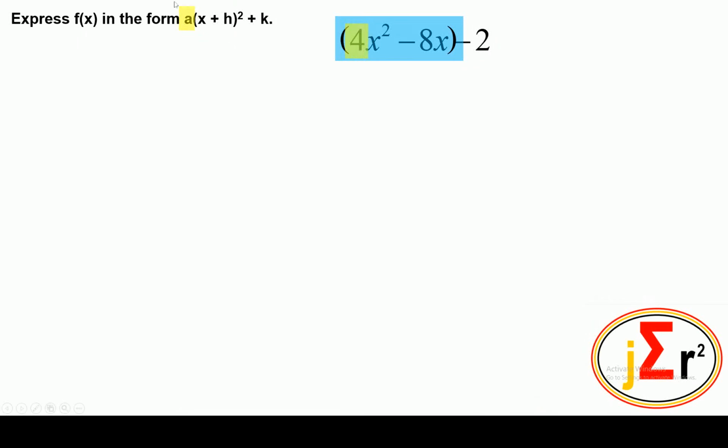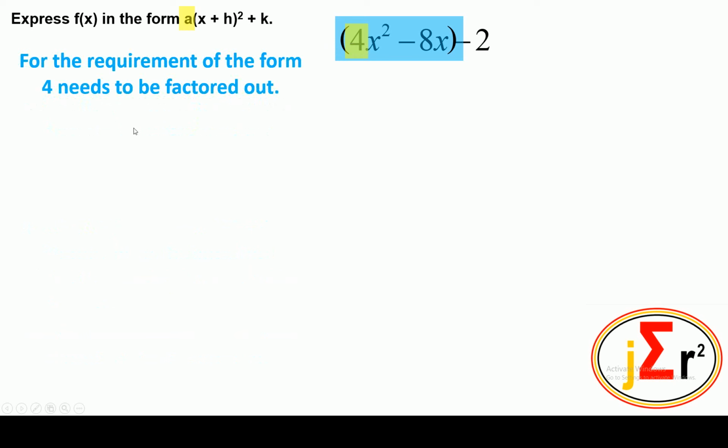But if we take a look at what we have right here, we have a constant multiplying all of this. Not only that, we have a 4x squared here. We do not have a given coefficient of 1 right here, which is a strong indication that we need to remove this 4 from the x squared term. For the requirement of the form, 4 needs to be factored out so that we may have the x squared all by itself.